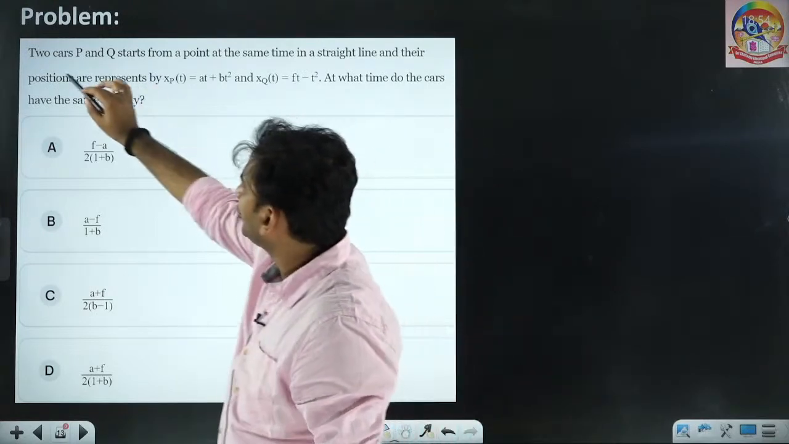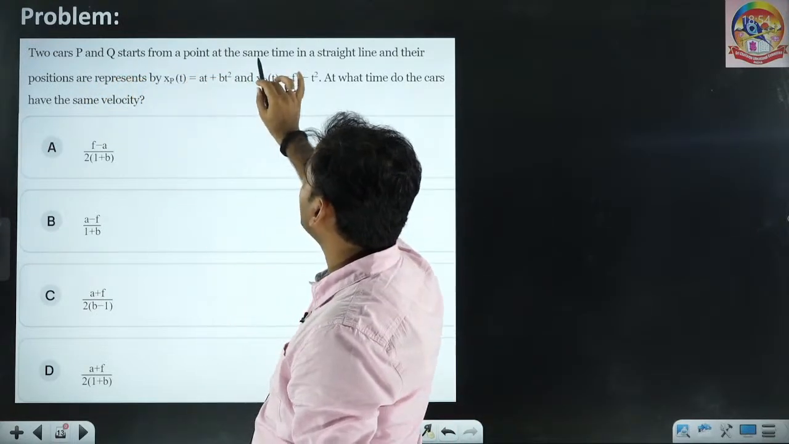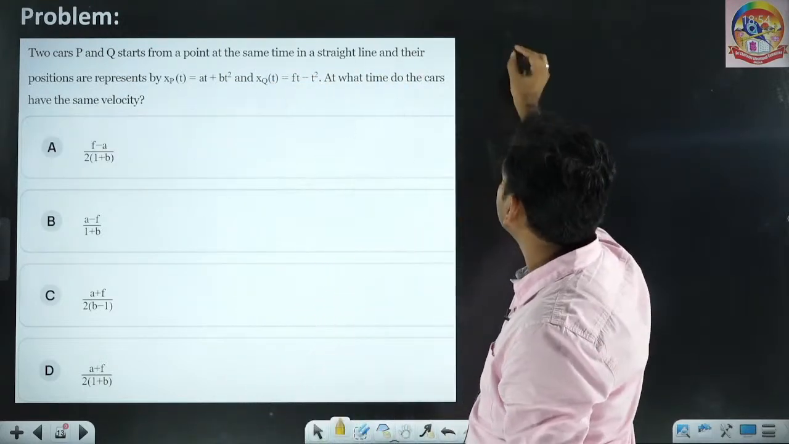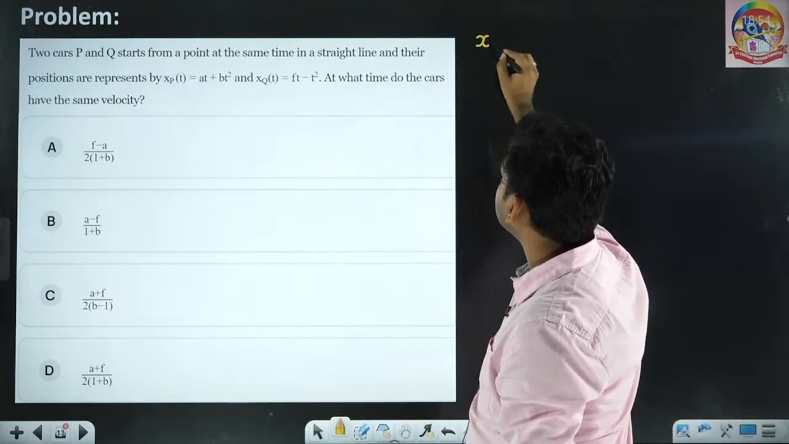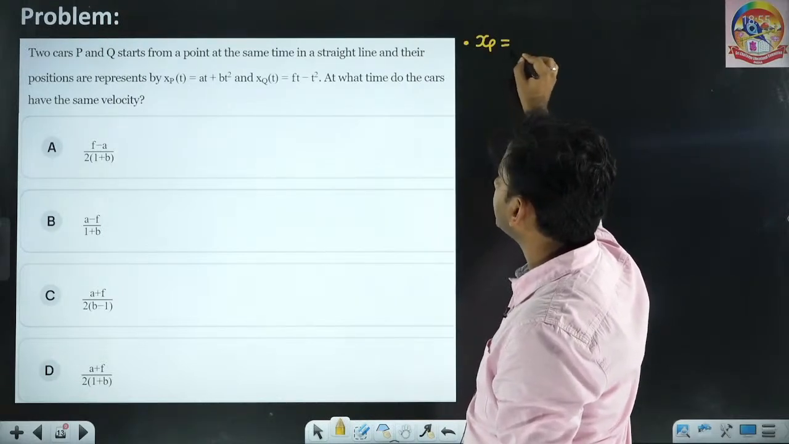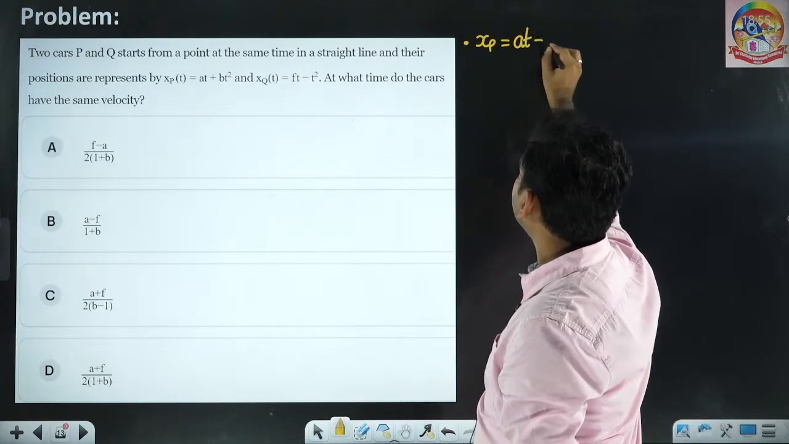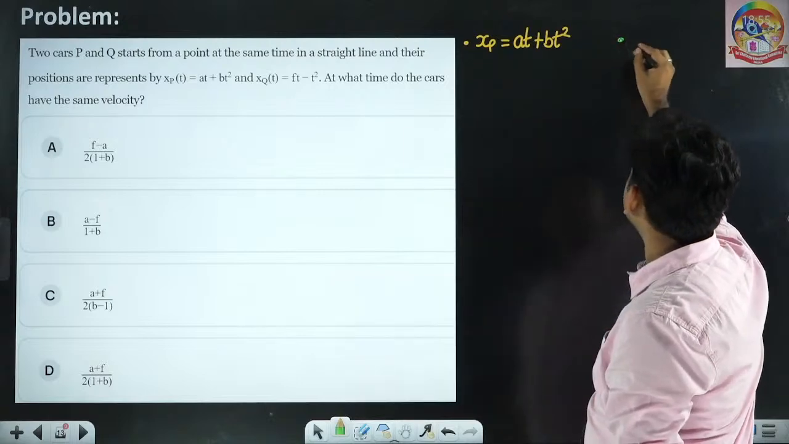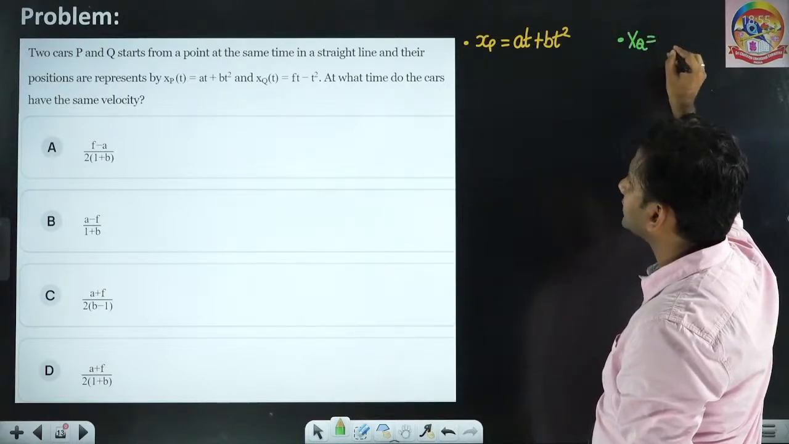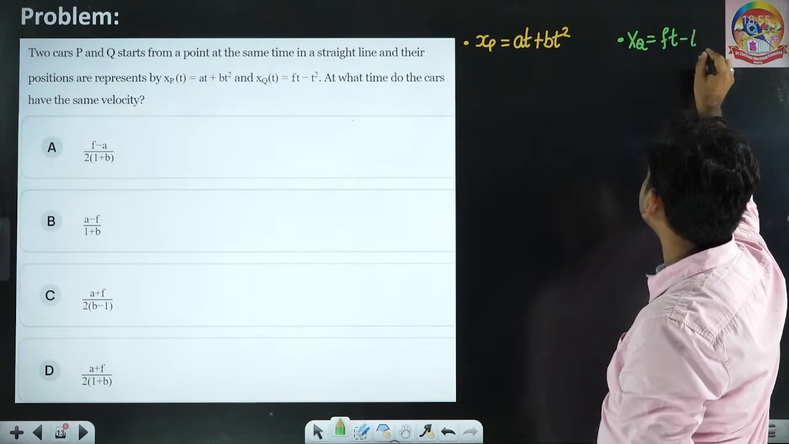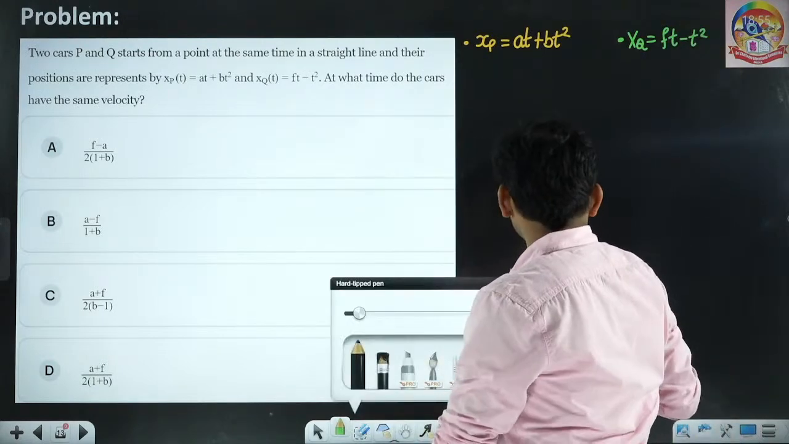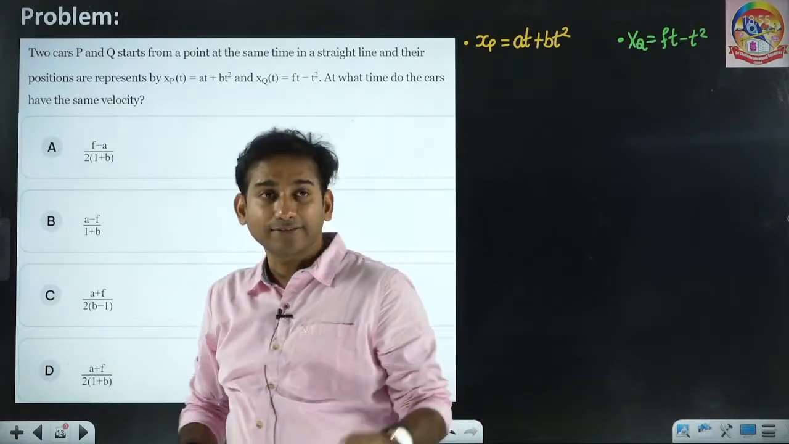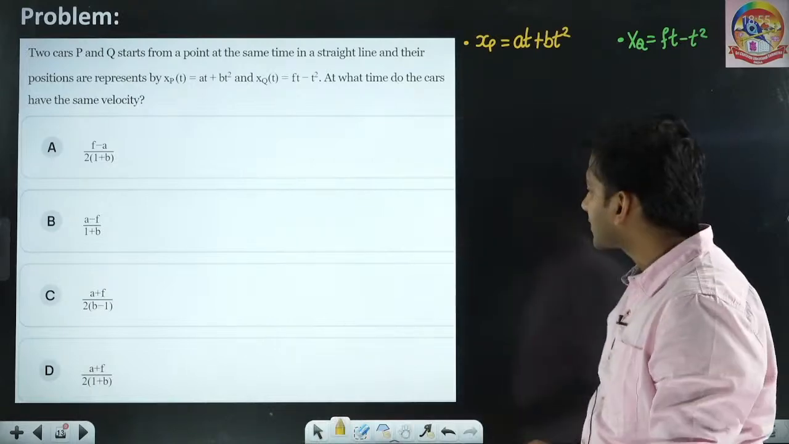The question is saying two cars P and Q start from a point at the same time in a straight line and their positions are represented by these. For car P, you have xP represented as at plus bt square, and for car Q, you have xQ represented as ft minus t square. What are they saying? These are the positions. At what time do the cars have the same velocity?